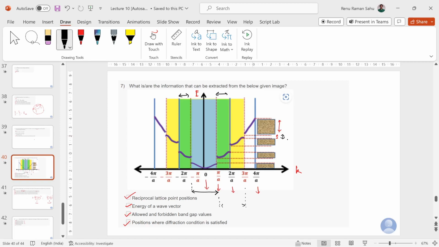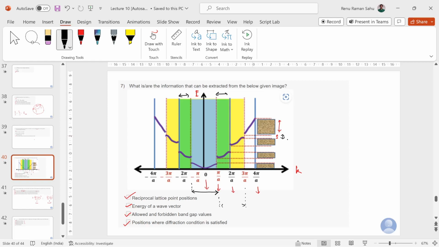And can we call these perpendicular bisectors, the pi by a and 3 pi by a, as perpendicular bisectors? Yeah, they are the perpendicular bisectors of this thing. No, what is it called? That's a Bragg plane. Yeah, that is a Bragg plane, from 0 to 2 pi by a.